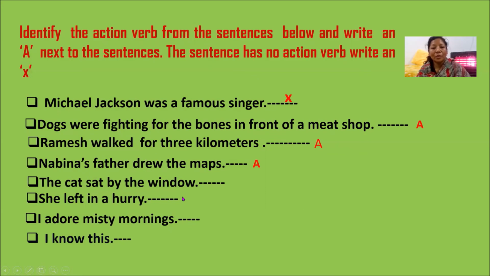The cat sat by the window. Here it's also action because sat is a physical activity. We can see physical activities here. She left in a hurry. It is also an action verb. Left, it is a physical activity.